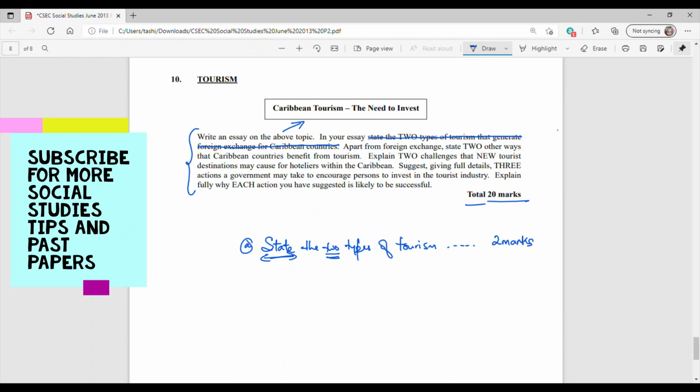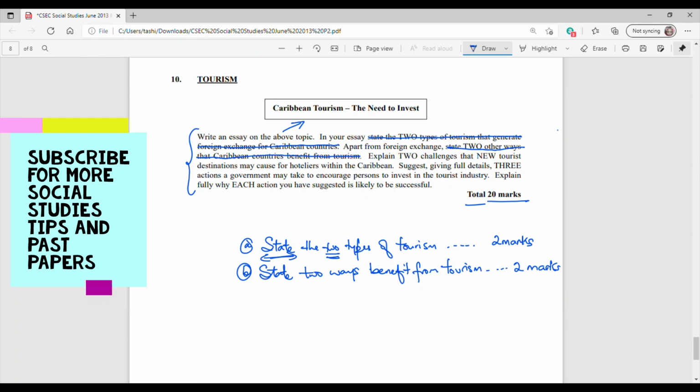The second part now, it says, apart from foreign exchange, state 2 other ways that Caribbean countries benefit from tourism. So we're going to call that part B. It is asking you to state 2 ways that Caribbean countries benefit from tourism. So they asked you to state again, so that is another 2 marks for that section. So let us just remove that, state 2 other ways, so we're not including foreign exchange, that Caribbean countries benefit from tourism. So then we move on.